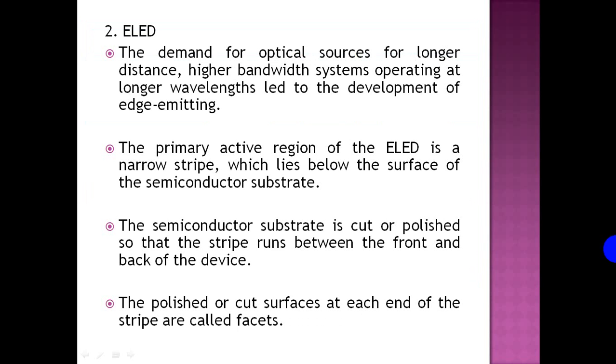Next is edge emitting LED. The demand for optical sources for longer distance, higher bandwidth systems operating at longer wavelength led to the development of eLED. The primary active region of eLED is a narrow strip which lies below the surface of the semiconductor substrate. The semiconductor substrate is cut or polished so that the strip runs between the front and the back of the device. The polished or cut surfaces at each end of the strip are called facets.